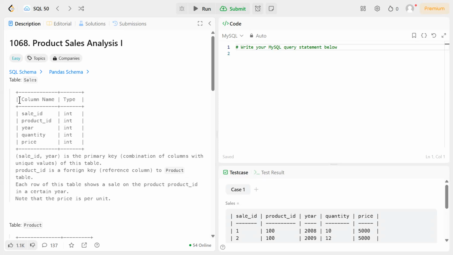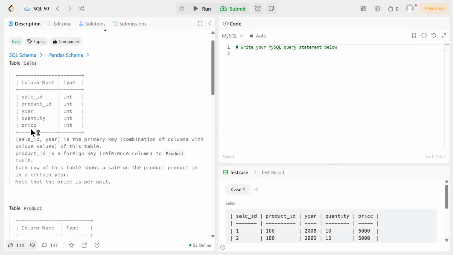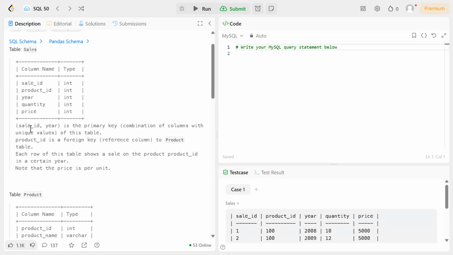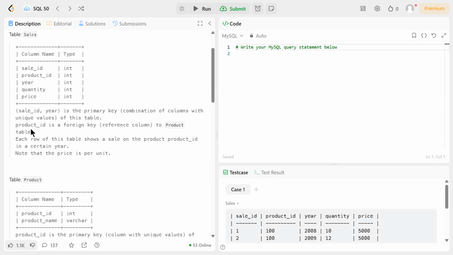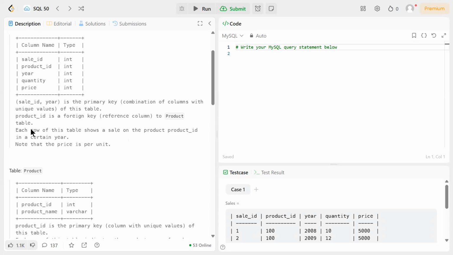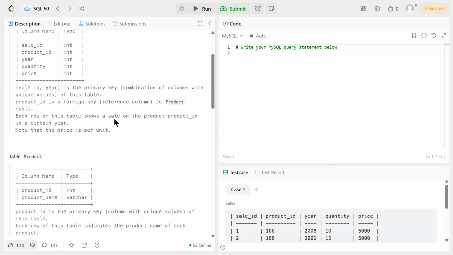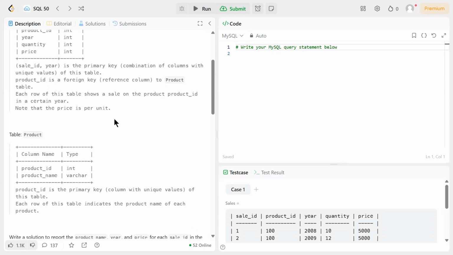We have been given a table which has five columns. First one is sale ID, that is integer type. Second one is product ID, that is also integer type. Year, quantity, and price. All these columns are of integer type. Sale ID and year are the primary key together, a combination of columns with unique values of this table. Product ID is a foreign key referenced to the product table. Each row of this table shows a sale of the product ID in a certain year.